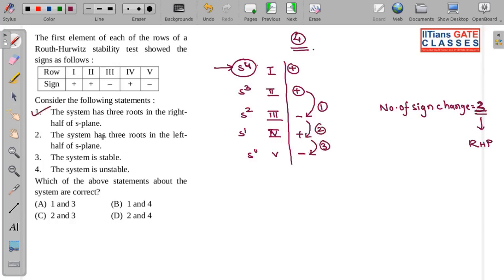So this is correct. The system has 3 roots in the left half? No. The system is stable? No. The system is unstable? Yes. So 1 and 4 are correct. So option B is your correct answer. There are 3 poles in the right hand part of S plane and 1 pole in your left hand part of the S plane.